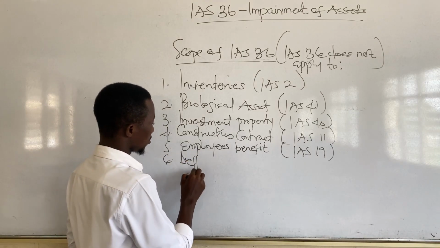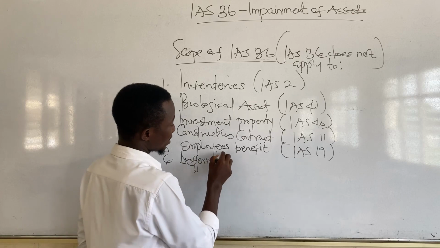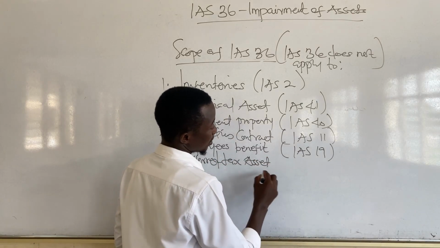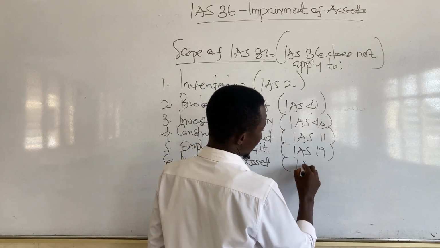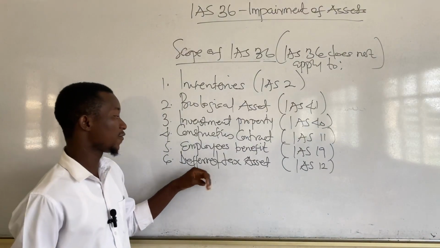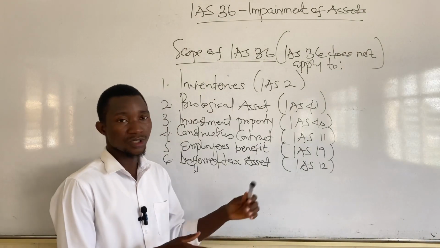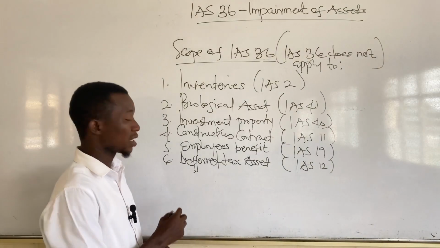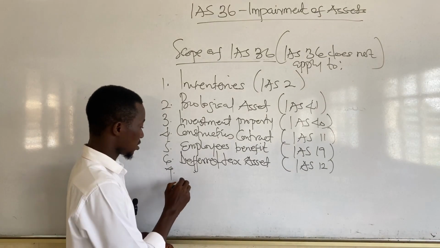Okay, so deferred tax assets, that is IAS 12. Okay, so an asset arising from deferred tax cannot be tested for impairment. Is that okay? And we can also talk about held for sale assets.